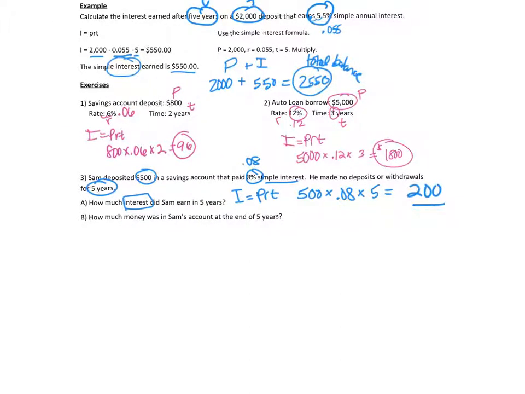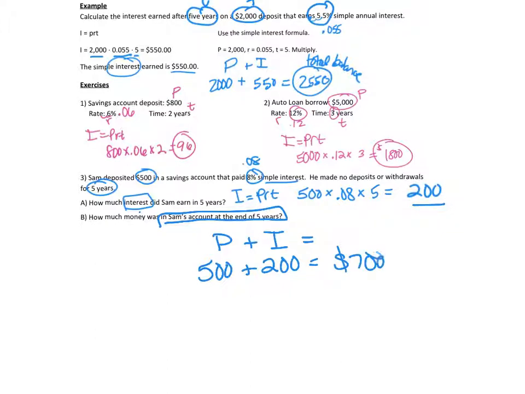Now part B says how much money was in Sam's account at the end of 5 years. So total, how much is in the account? So I'm going to take the number she started with, the principal amount, and I'm going to add that interest that she earned on. So she started with $500 and she's earned $200 in interest. So that means now after 5 years she's got $700 in her account total.